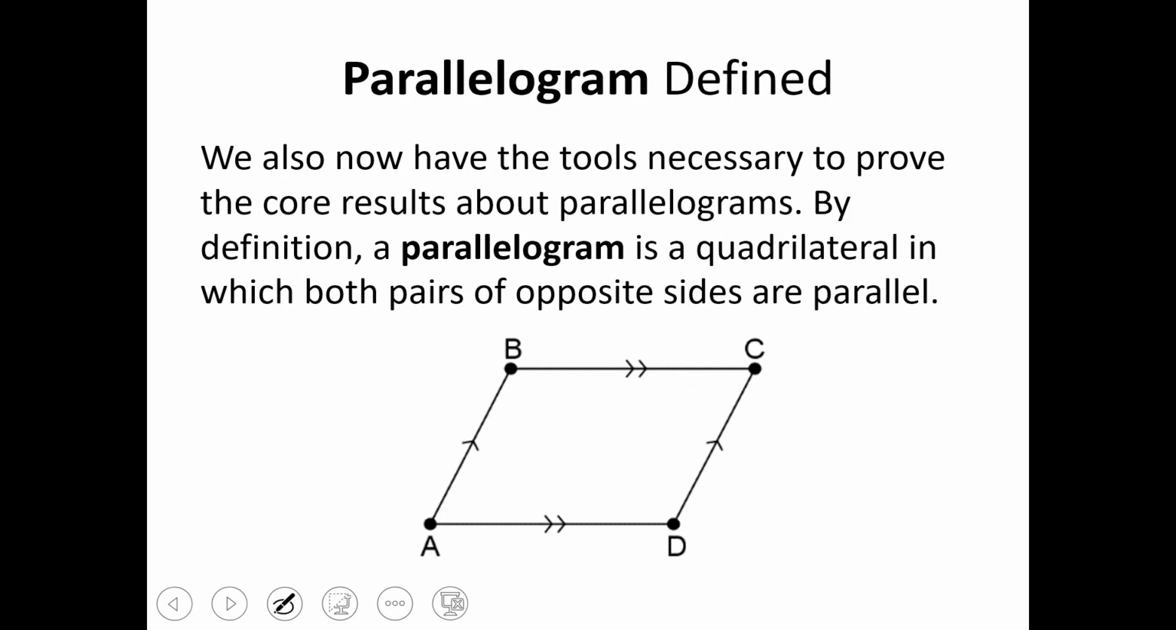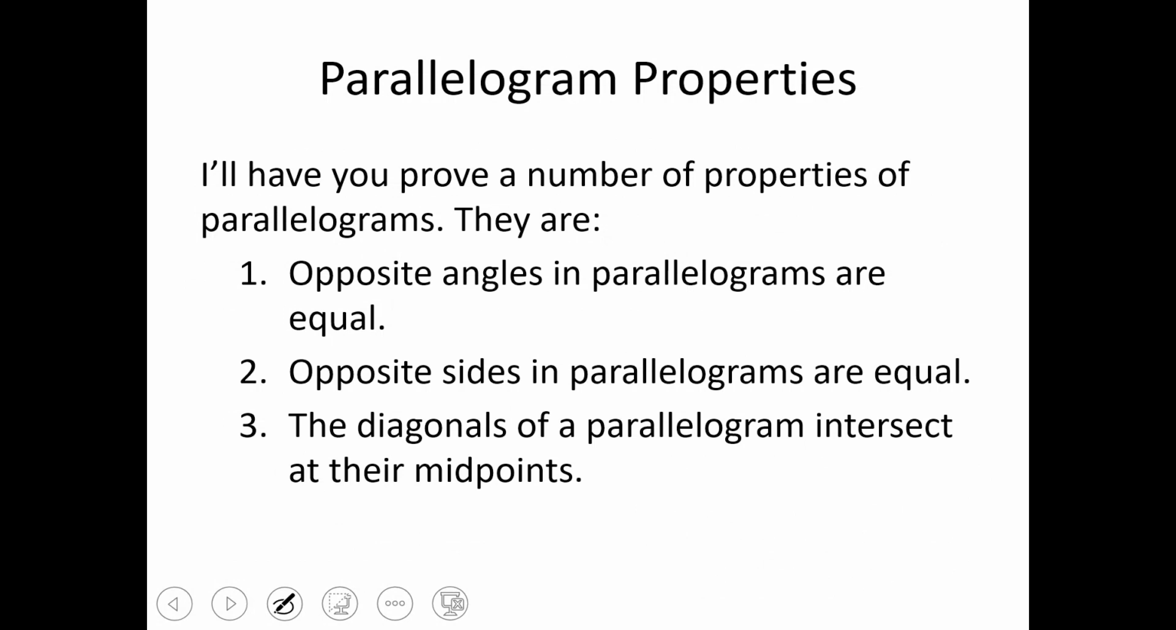And first of all, let me define parallelogram. A parallelogram, as the name suggests, is a quadrilateral in which each pair of opposite sides are parallel. So I have a nice diagram for you. ABCD is a parallelogram with AB parallel to CD and BC parallel to AD. And the first results that I will have you prove are properties of parallelograms. So you'll be given that a quadrilateral is a parallelogram, and you'll prove certain properties of it.